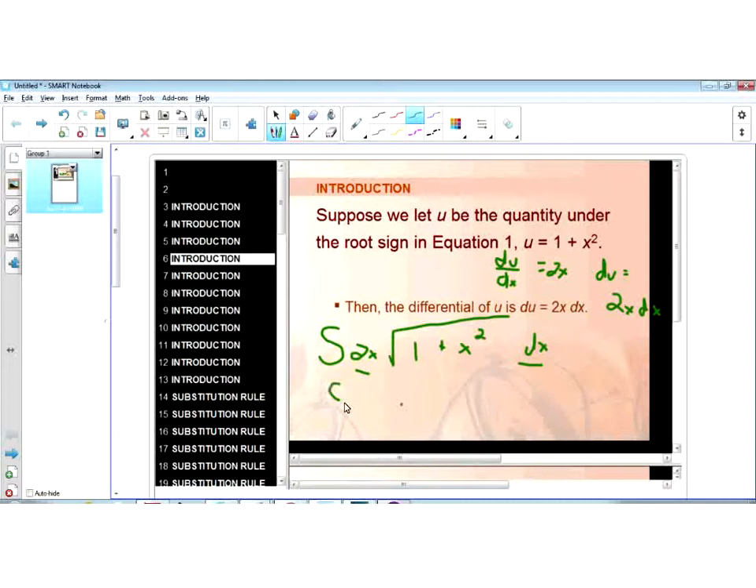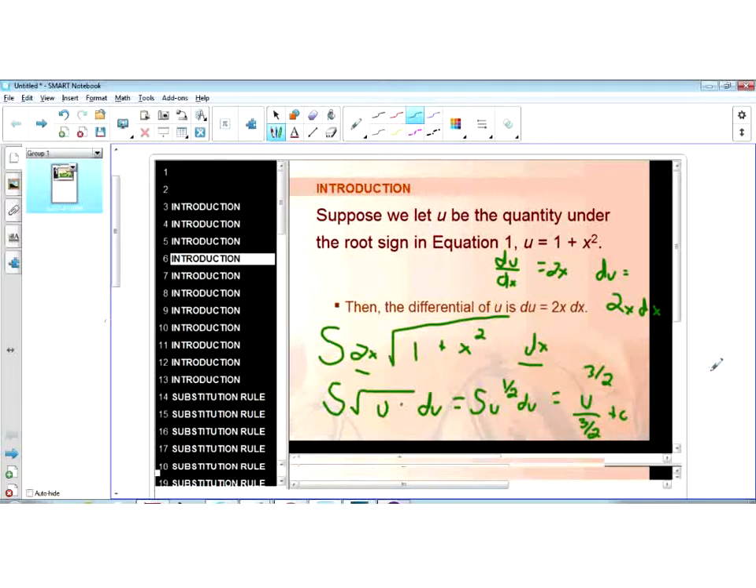So we can reformulate this indefinite integral in terms of the square root of u, well, 2x dx is just du. And of course this is something we can handle. This is merely the indefinite integral of u to the 1/2 du, and so we can anti-differentiate that without any issues. That would be u to the 3/2 over 3/2 plus your integration constant. And then you just replace u with its definition in x.